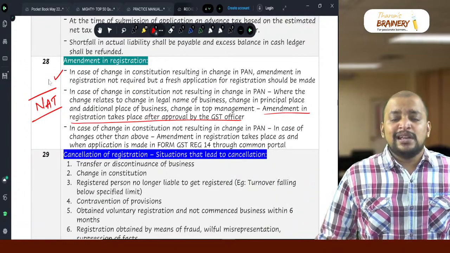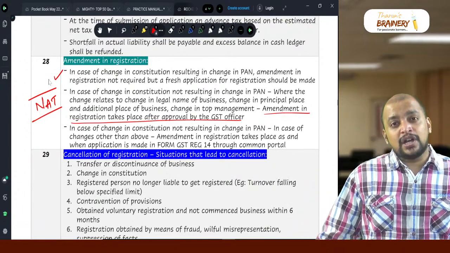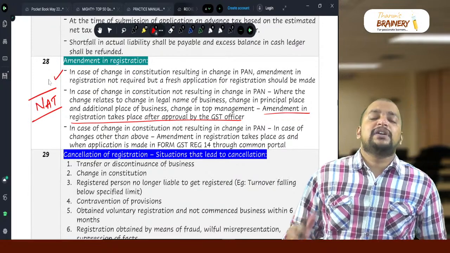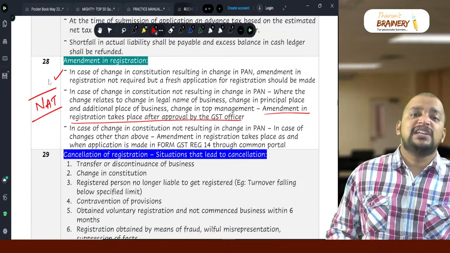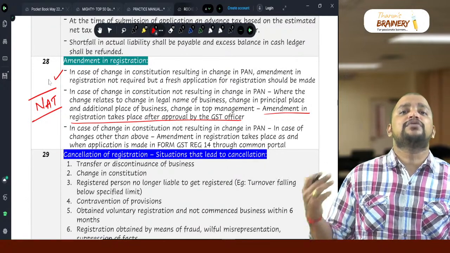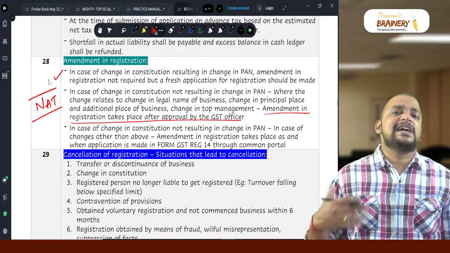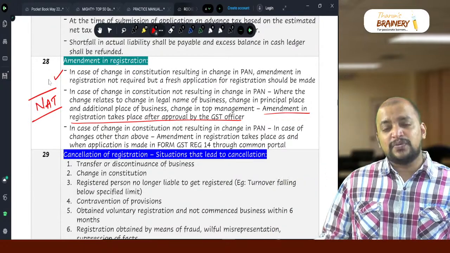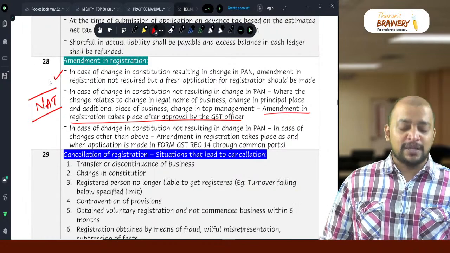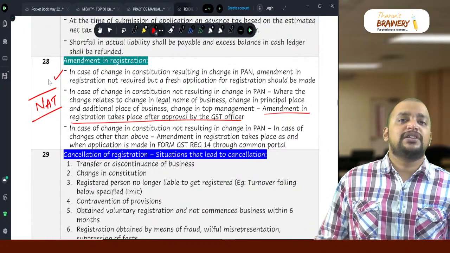Suppose if there is change in constitution not resulting in change in permanent account number, any other change like change in bank details, change in mobile number, change in email ID, or change in the nature of goods or services, then in that case, as and when we make application, automatically in the portal itself the change will happen. There is no need of any approval by the proper officer. So this is about section 28.